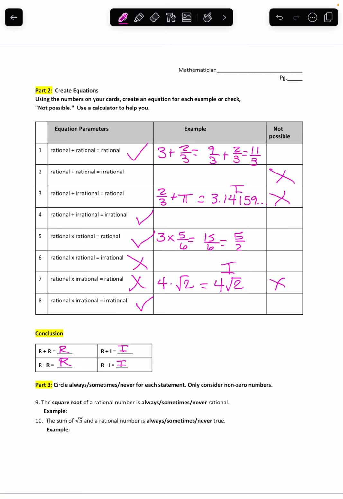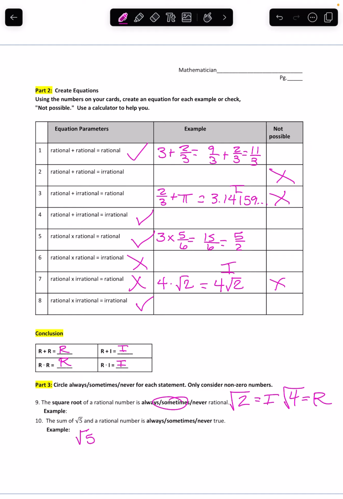Circle always, sometimes, or never for each statement. Only consider non-zero numbers. The square root of a rational number is always, sometimes, never rational. That's going to be sometimes, because 2 is rational, but if I take the square root of 2, it equals an irrational. 4 is rational, and if I take the square root of 4, it equals a rational number. So that's sometimes.